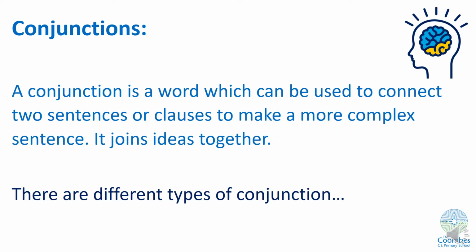So first of all, let's remind ourselves what a conjunction actually is. A conjunction is a word which can be used to connect two sentences or clauses to make a more complex sentence. It joins our ideas together, and there are different types of conjunction. We looked at these a few weeks ago. But today we are going to just be looking at time conjunctions.